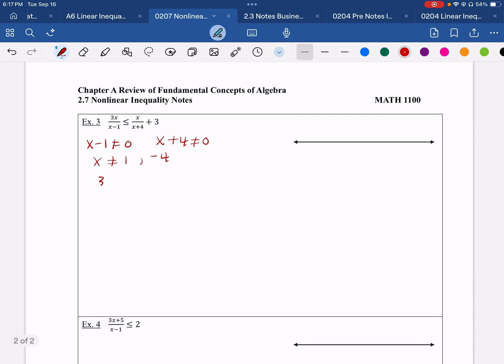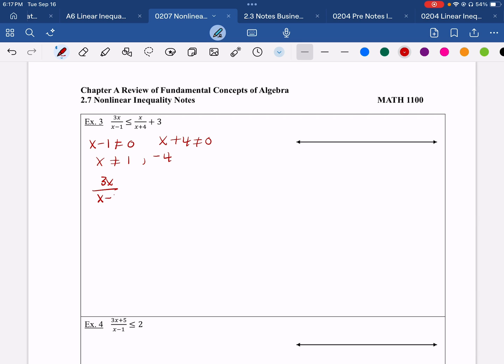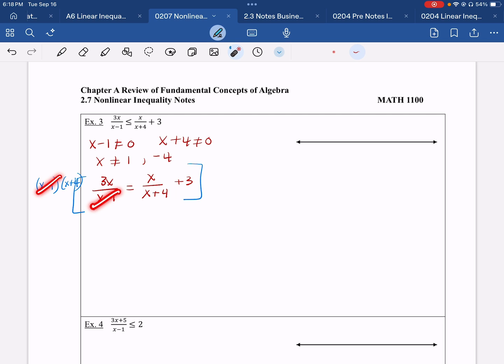We're going to make it 3x over x minus 1 equals x over x plus 4 plus 3. We're going to clear our fraction. So I'm going to multiply by the least common denominator. I need the x minus 1, and I need the x plus 4. So this first one has the x minus 1, so it needs the x plus 4. So I'm doing 3x times x plus 4, my equal sign.